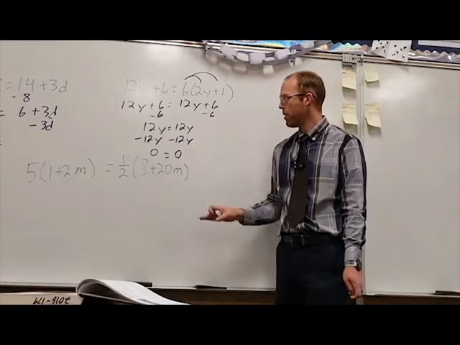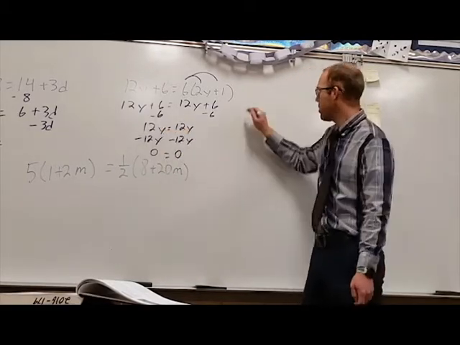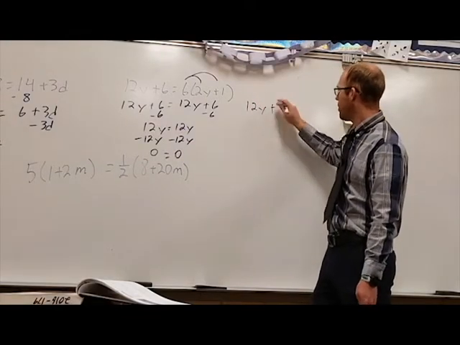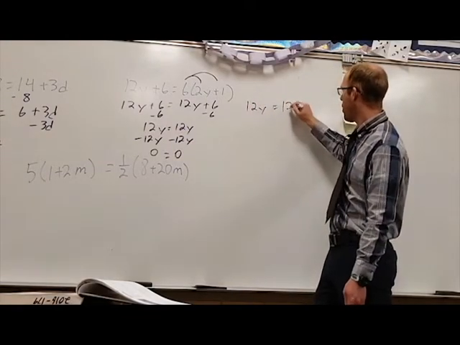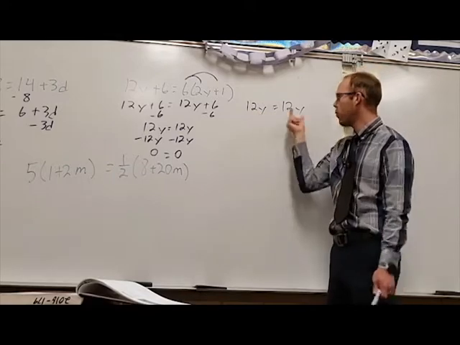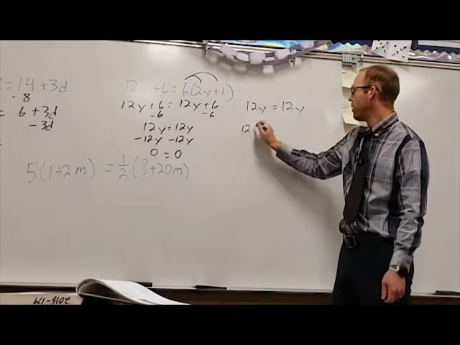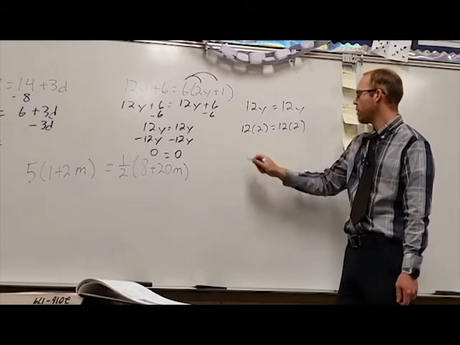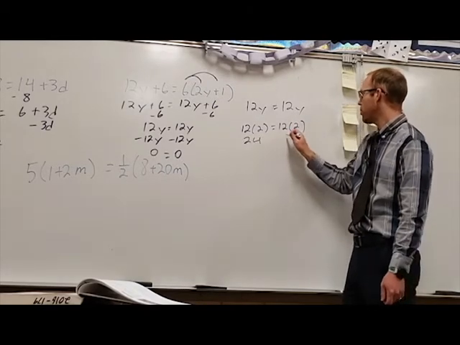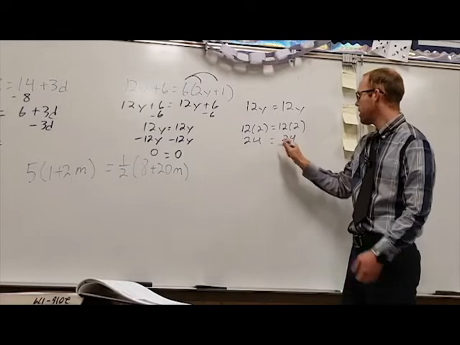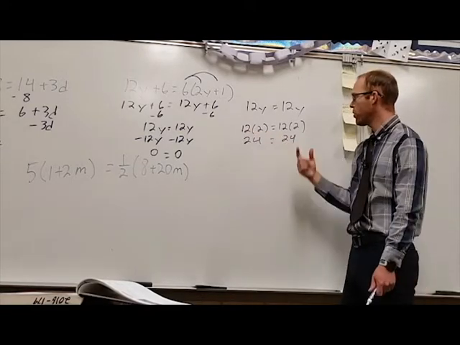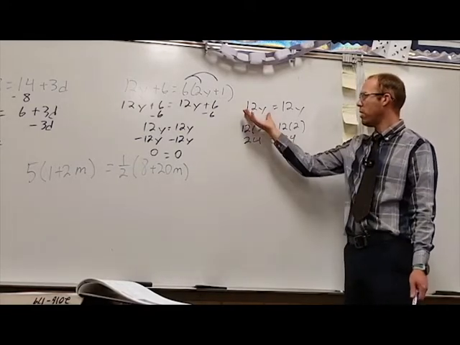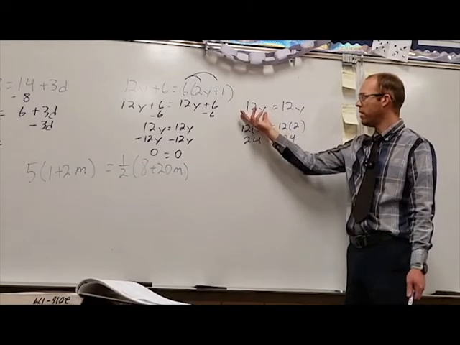Okay, let's talk a little bit about what this means, and I'm going to go back to this 12y equals 12y. Now I'm going to pick a number to plug in for y. Let's say 2. That would give us 12 times 2 equals 12 times 2. 12 times 2 is 24, and 12 times 2 is 24, and we can see that that worked because 24 equals 24. Now, no matter what number I plug in for the y, this will happen.